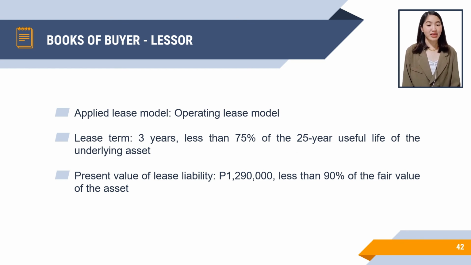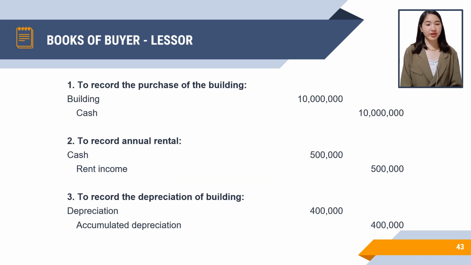So, ang ating applied lease model for this illustration is operating lease model. Bakit? Dahil ang lease term is less than 75% ng useful life ng asset, then the present value of lease liability is less than the 90% ng fair value ng asset. So, hindi ulit sila nag-qualify sa finance lease model. So, here are the journal entries on the books of buyer lessor.